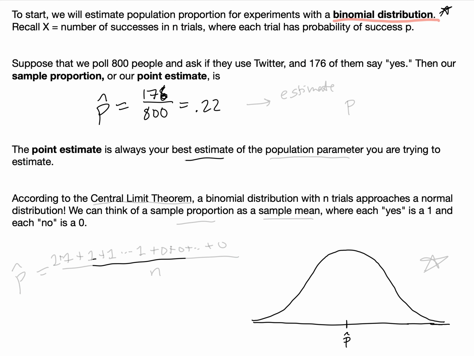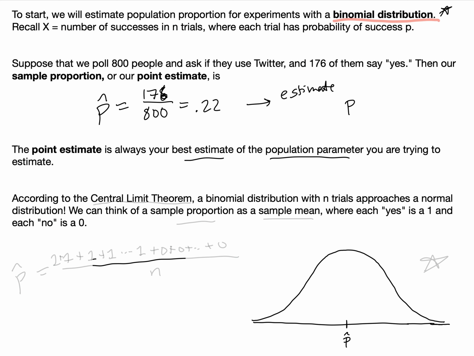And the point estimate is always your best estimate of the true population parameter that you're trying to estimate. In this case, we are trying to estimate p, the true population proportion of Americans that use Twitter. So we're trying to estimate p. We found the sample proportion p hat is 176 over 800, or 0.22.